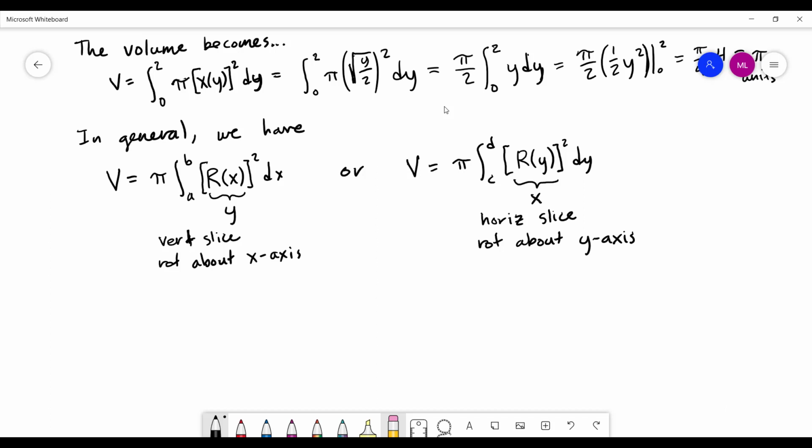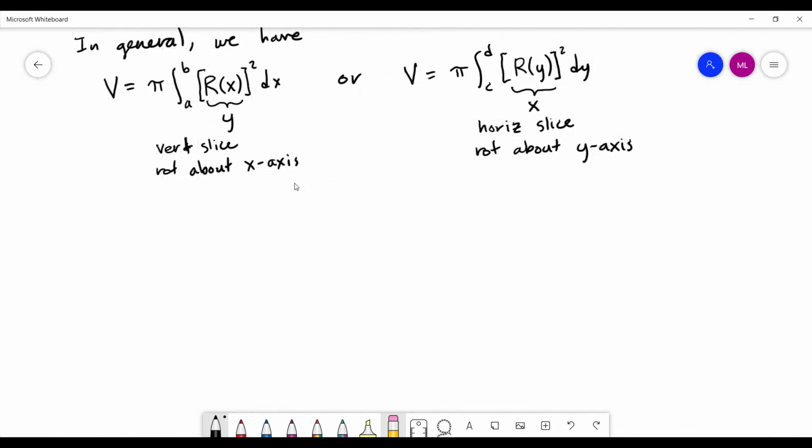So keep that in mind. These are our two formulas. At the end of the day, you don't really need to know both. You just need to know that it's pi times the radius squared. And if you just draw the picture, it'll be clear what the radius is. The radius is just the distance from whatever axis is being rotated about. So if you're rotating around the x-axis, the y-coordinate is the distance from the x-axis. If you're rotating about the y-axis, the x-coordinate is the distance from the y-axis. And it's pretty obvious once you draw the picture.